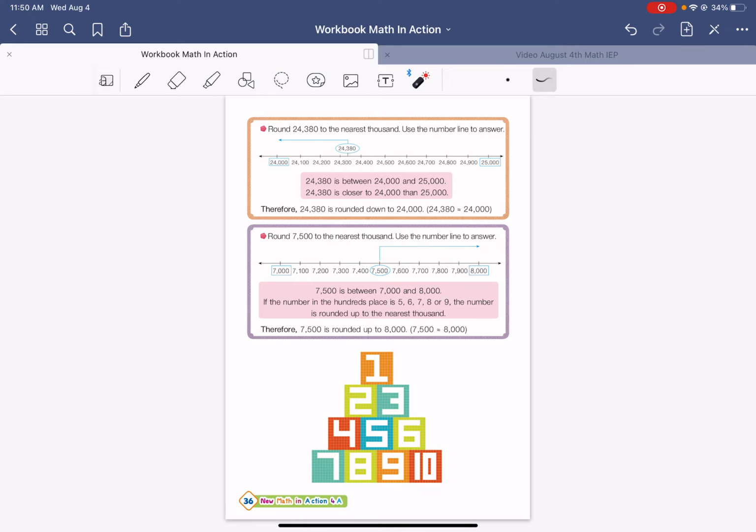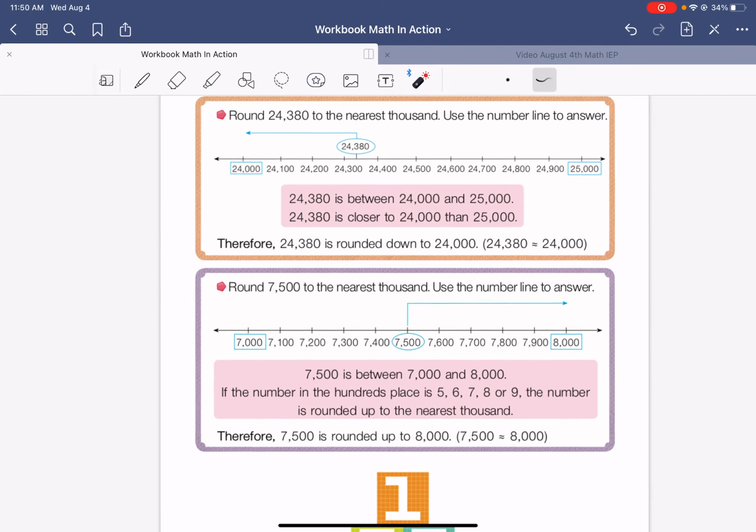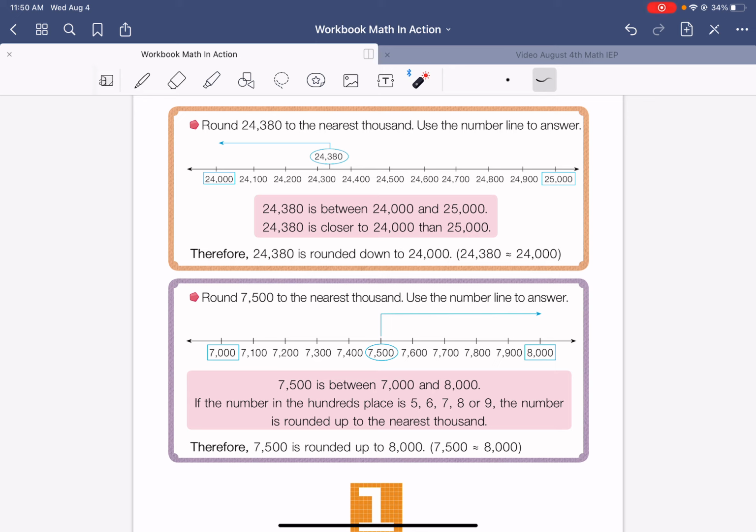Round 24,380 to the nearest 1,000. Use the number line to answer. 24,380 is between 24,000 and 25,000. 24,380 is closer to 24,000 than 25,000. It's closer because we have the 3 here, so we're going to go down. Therefore, 24,380 is rounded down to 24,000.